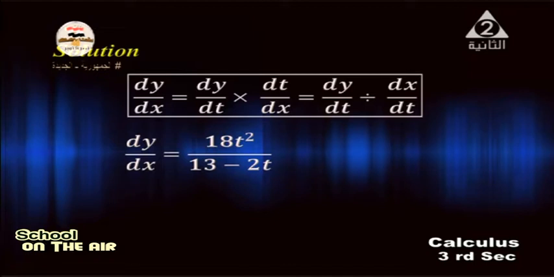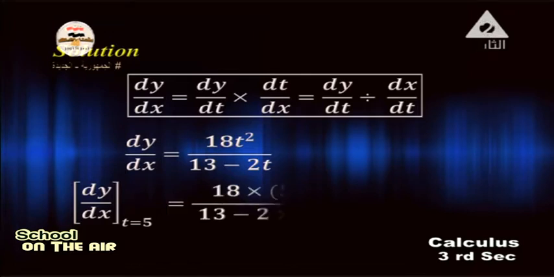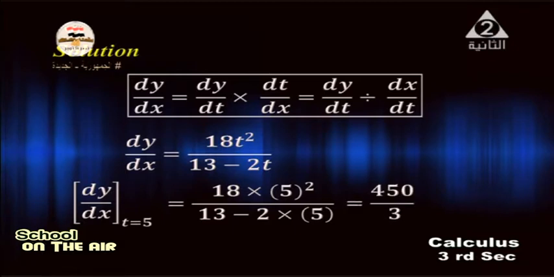When t equals 5, then dy/dx at t equals 5 equals 18 times 5 to the power 2 over 3 minus 2 times 5, which equals 450 over 3, which equals 150. Now we move to the next example.